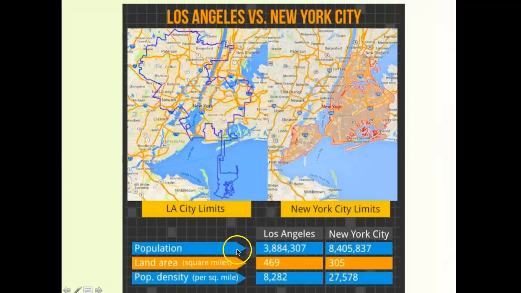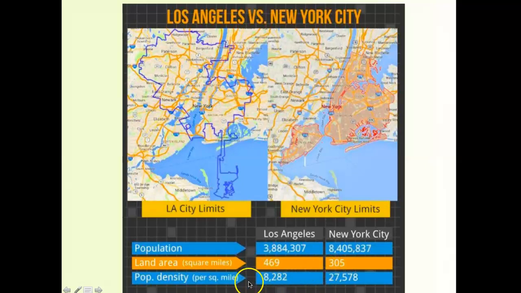If you look at the population, Los Angeles has 3,884,000 and New York has about 8,400,000. As for area, Los Angeles occupies more area: about 469 square miles we consider LA, while New York City has 305 square miles.